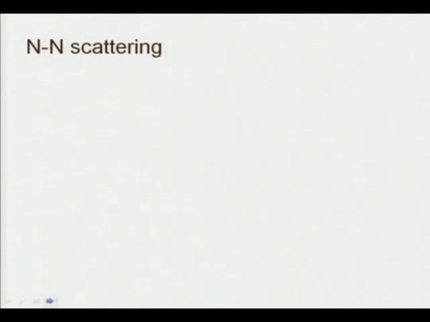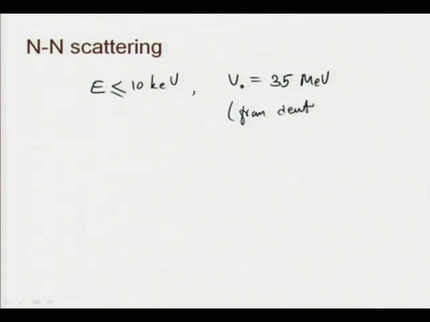All right, now we have some idea of what scattering is, nucleon-nucleon scattering in particular. Let us consider specific cases by putting in some values. Let us take a situation with energy around 10 keV, which is very small compared to the nucleon mass, and from studies of the deuteron state, we come to a number of 35 MeV for V 0. So, this is from deuteron bound states.